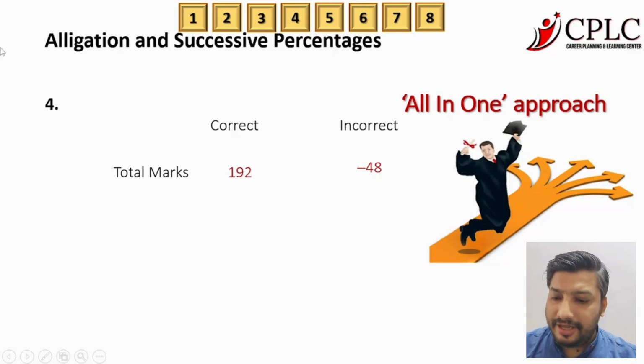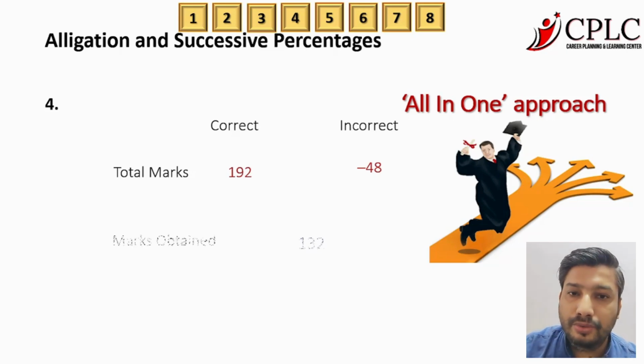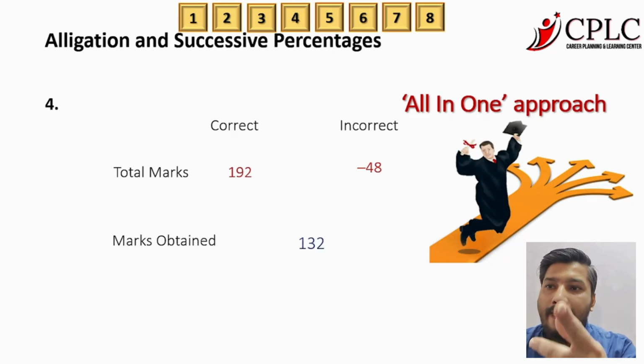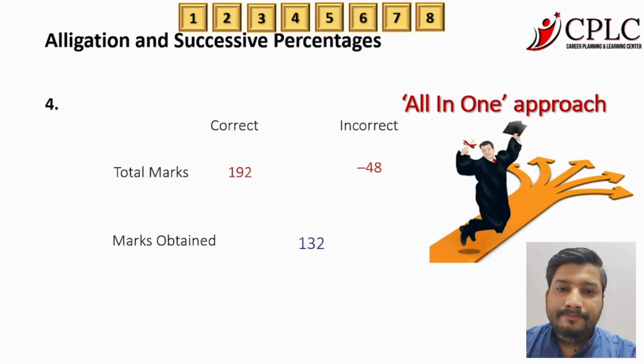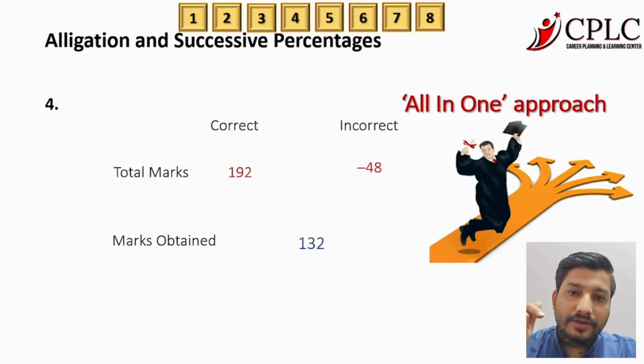And then comes the reality, which is his actual score, which is going to be 132 that he has scored. And now what we can do is allegation. So when we do allegation here, what really happens is we'll have to do positive difference in the cross format. So positive difference in the cross format, bigger value minus smaller value. Here also a lot of students make a smaller mistake.